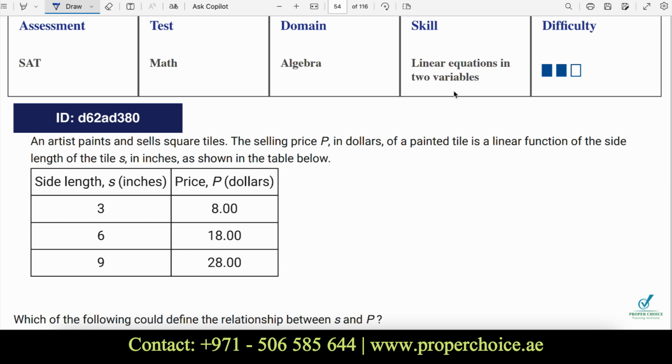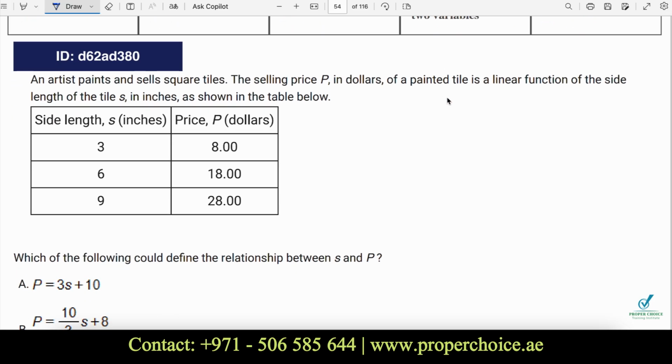Now the question is asking which of the following could define the relationship between S and P. Simply, we have to find the initial price and also the slope, as they clearly told us it's a linear relationship or linear function.